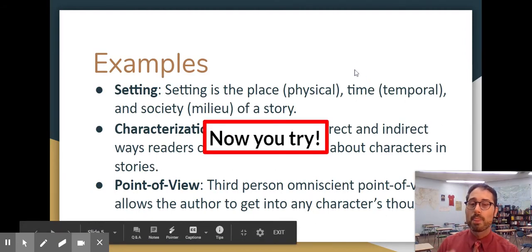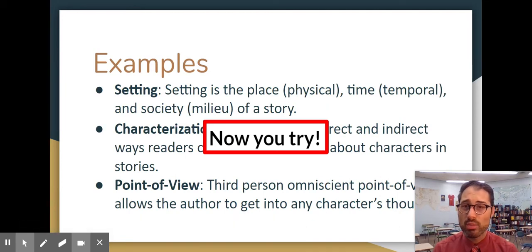So now we'd like for you to try to write a definition of whatever literary term or terms is mentioned in the prompt that you are responding to. Give it a try and then unpause once you define that.